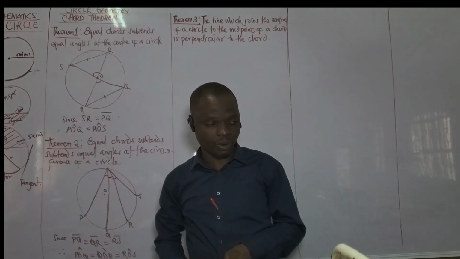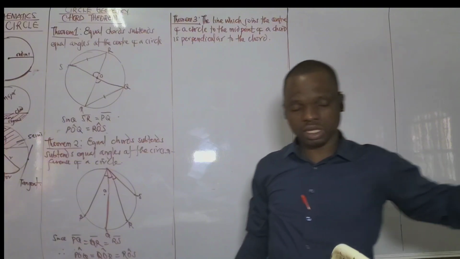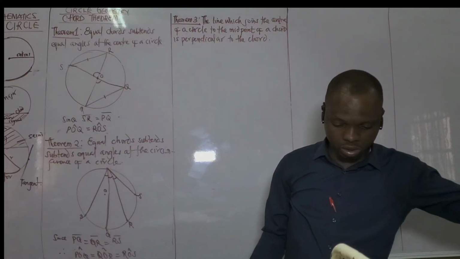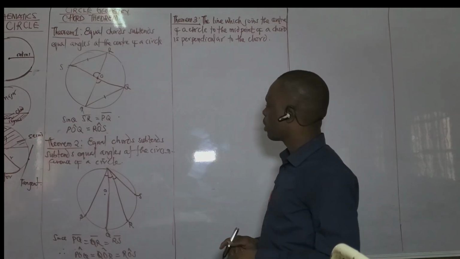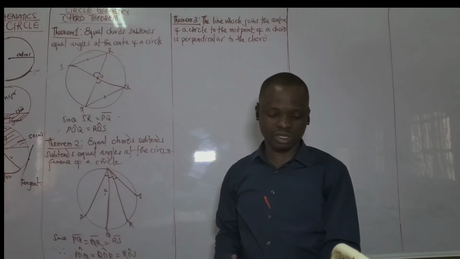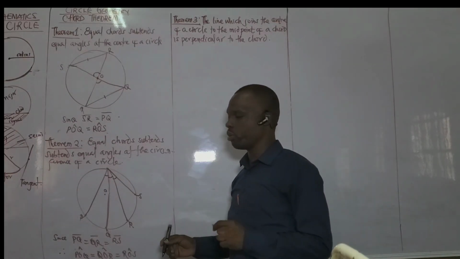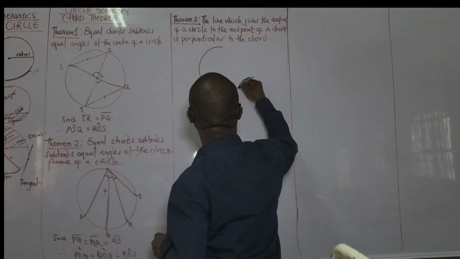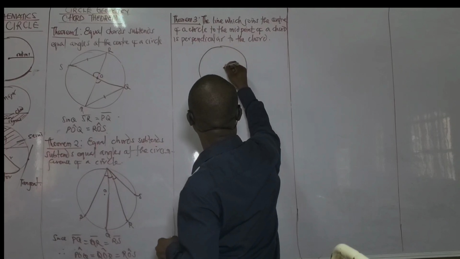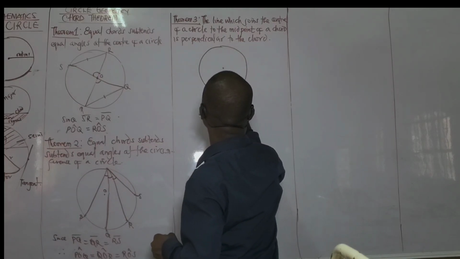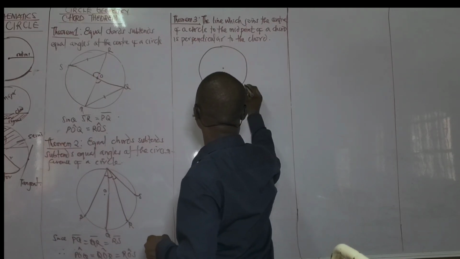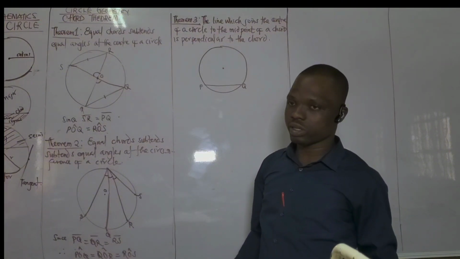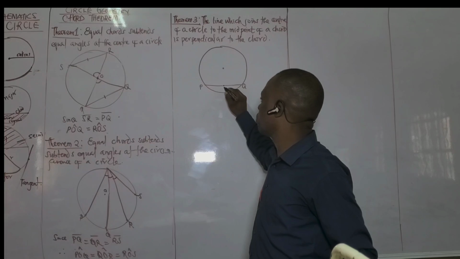When we talk about perpendicularity, it means it's at 90 degrees to the chord. So from here we can draw a diagram. We have a circle with center O, and this is a chord PQ. This is the midpoint of chord PQ.